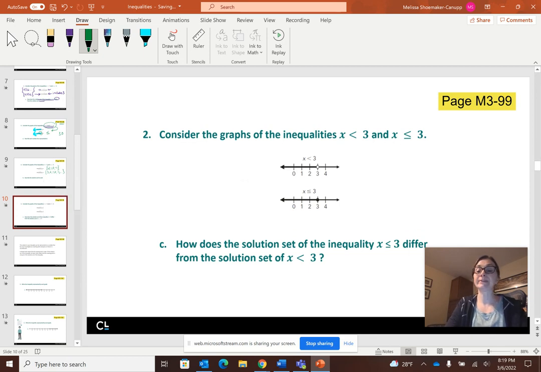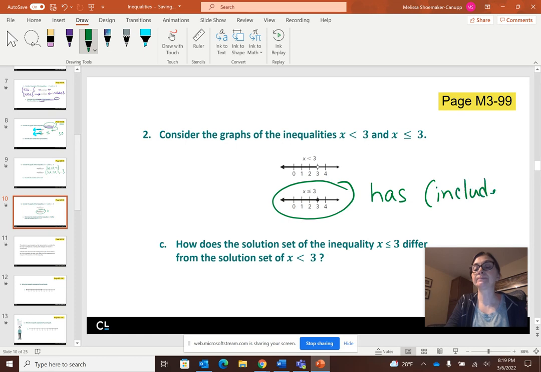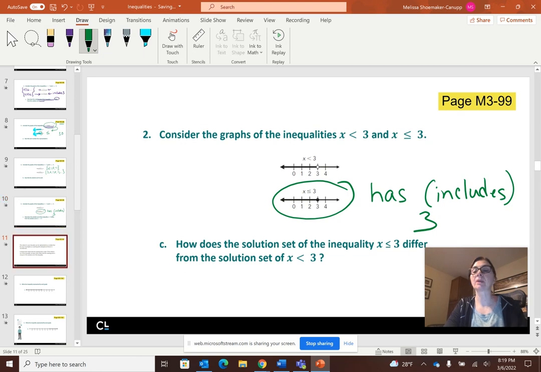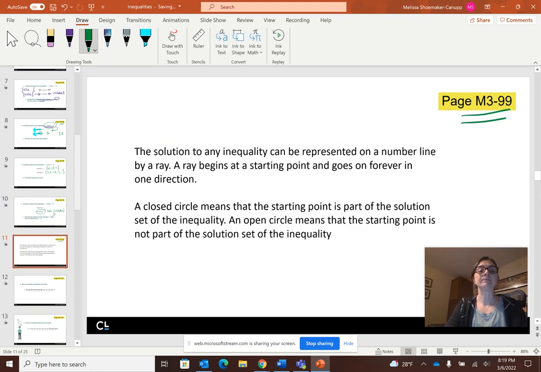Okay, how do they differ? One includes 3, one does not include 3. This one has or includes 3. That's the only difference. Okay, page M399.